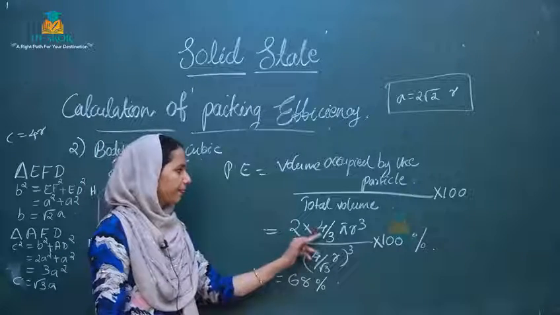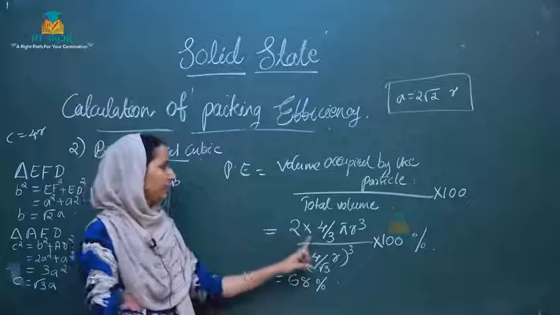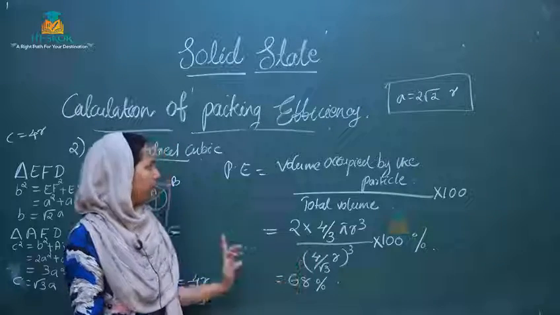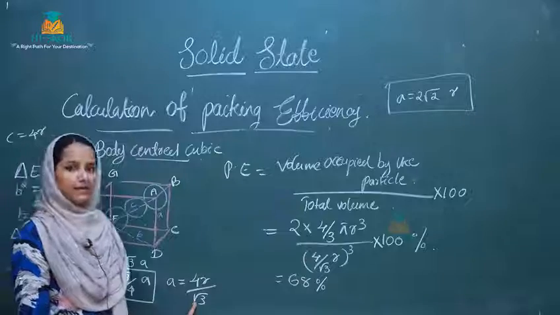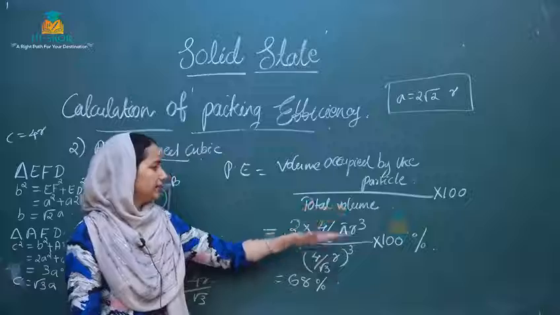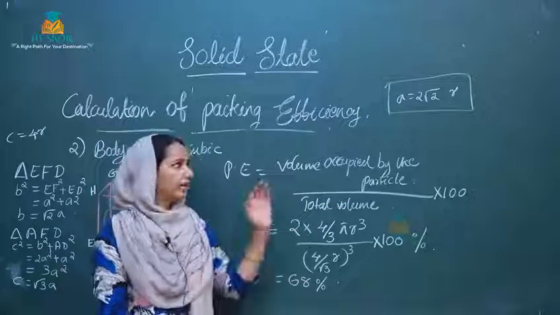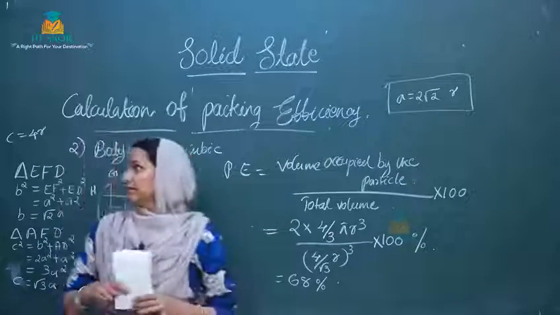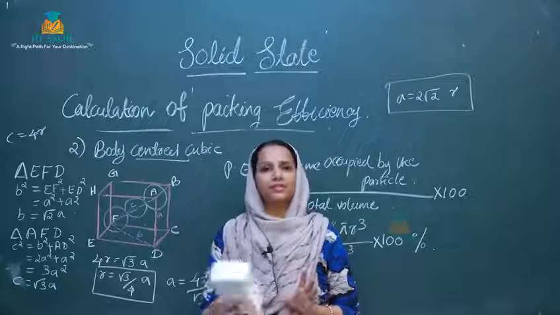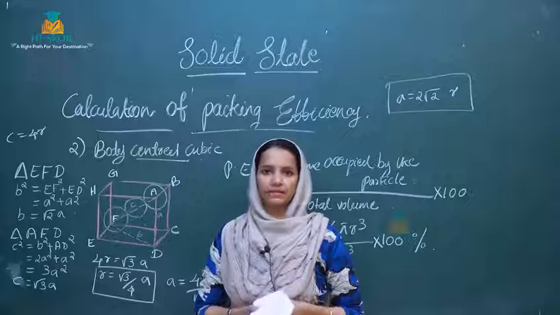So 2 into the volume of a sphere, which is 4 by 3 pi r cube, divided by total volume. Total volume means a cube. You just found that a is equal to 4r by root 3. So 4r by root 3, whole cube, into 100. By simplifying this calculation, you will get 68%. While checking the speciality of BCC, we already told that in BCC structure the packing efficiency is 68%. Now we proved it, it is obviously 68%.